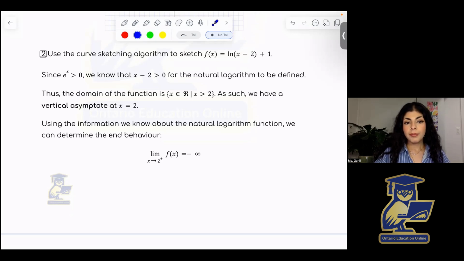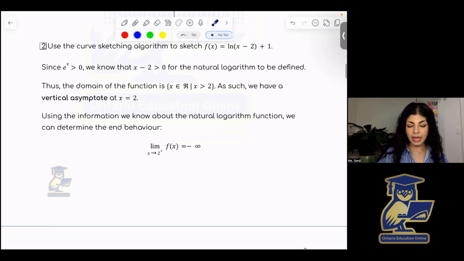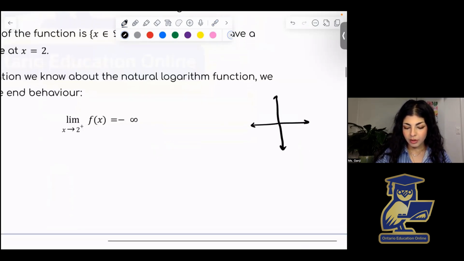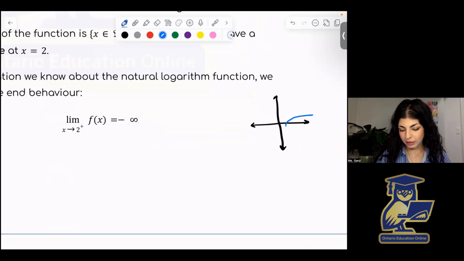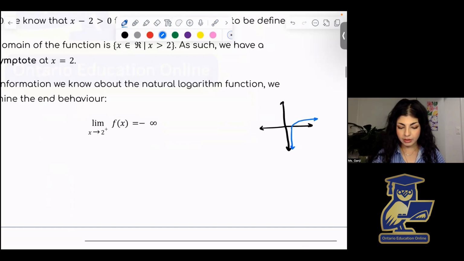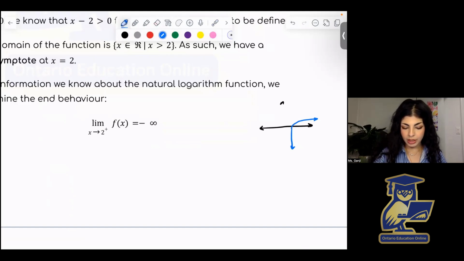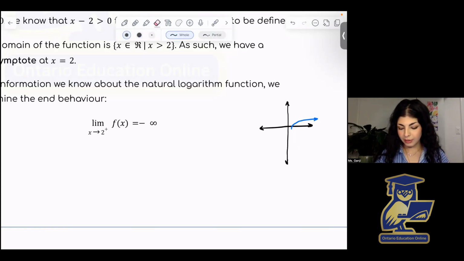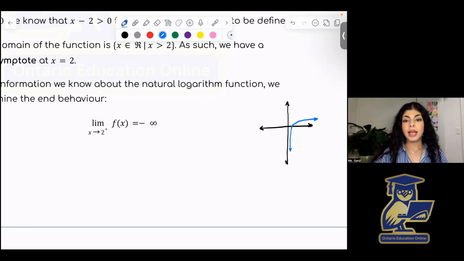Now, using what we know about natural logarithms, and just to give you an idea, the curve looks approximately something like this. And now consider this. Okay, now I'm just going to redraw this one. Okay, something like that.